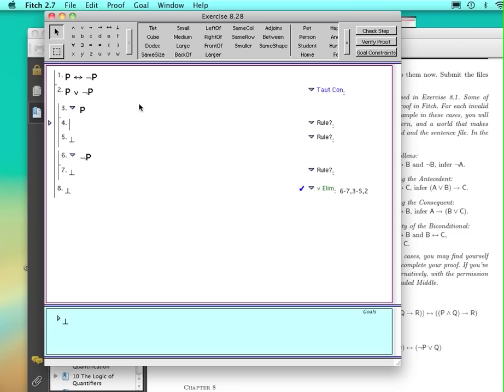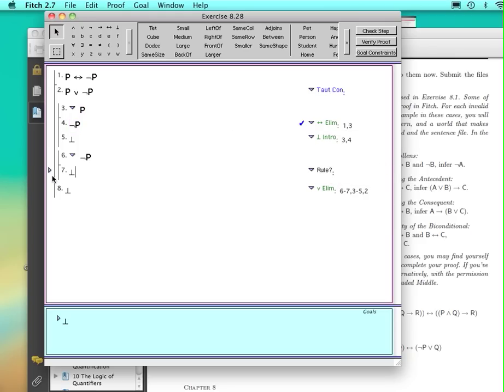Going back to the proof. Somehow I need to try and get this contradiction. I've got P. What else do I have? If I look at line 1, it is a biconditional. You know with a biconditional, if you have the biconditional and then either of the conditions, you can extract the other one. So since I have P if and only if not P, and I've got P, I can use biconditional elim to get not P. Well, wait a minute. Now I have P and not P. That's obviously a contradiction. Contradiction intro.